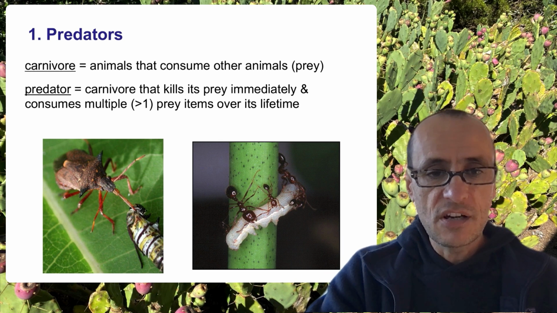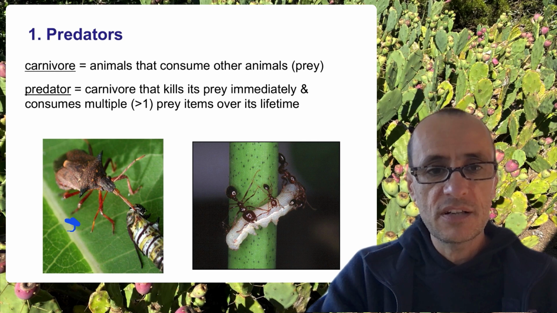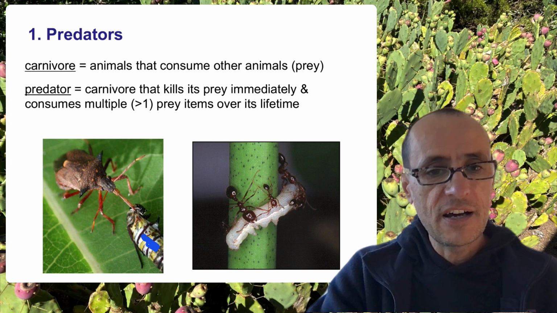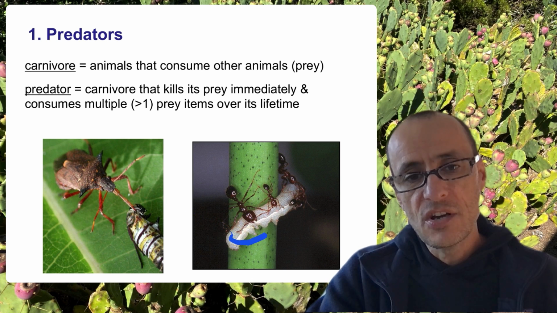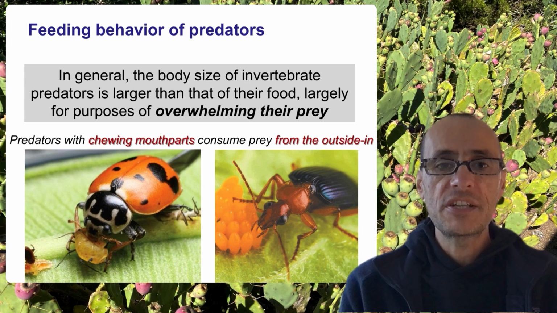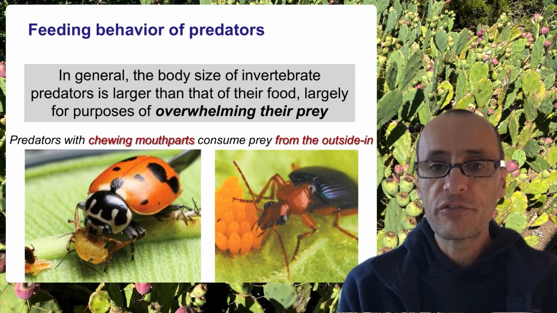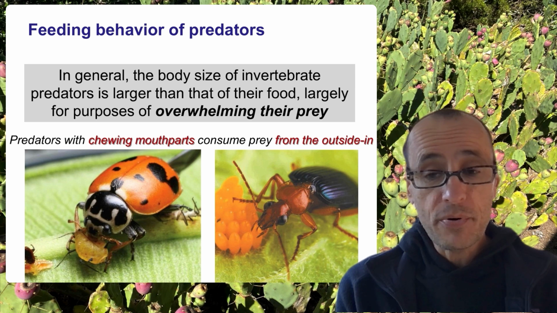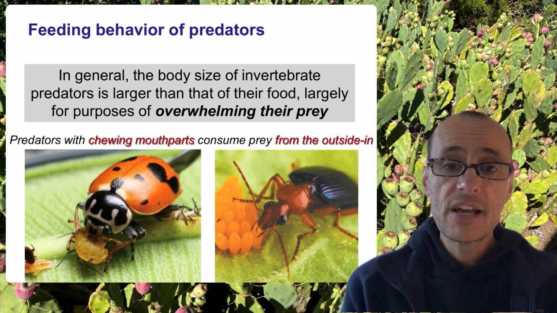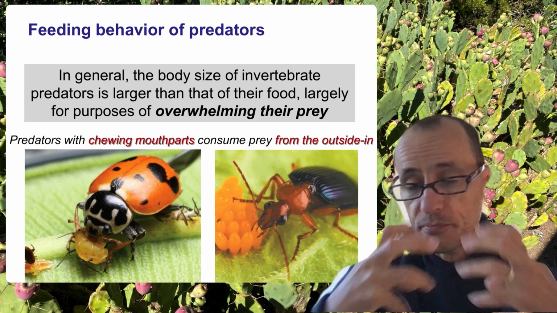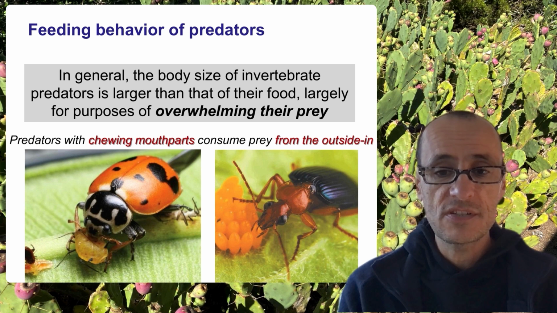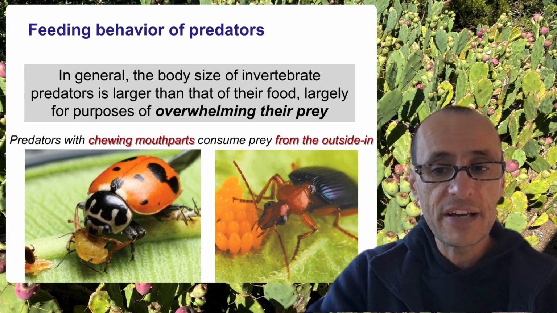Here are some examples of predators, including this soldier bug, a spined soldier bug, a pentatomid feeding on a caterpillar with its stylet mouth parts, or these ants taking down a caterpillar. Very generally, predators tend to be bigger than their food, and they overwhelm their prey. They have chewing mouth parts, and they often consume their prey just by ripping it up and ingesting the nutrients and resources found within the body.